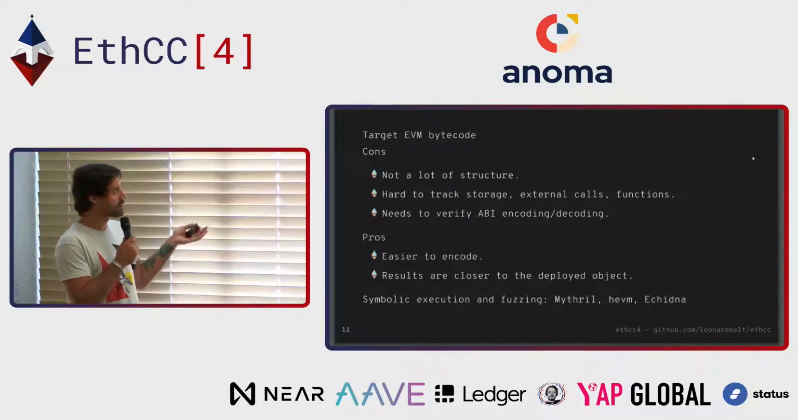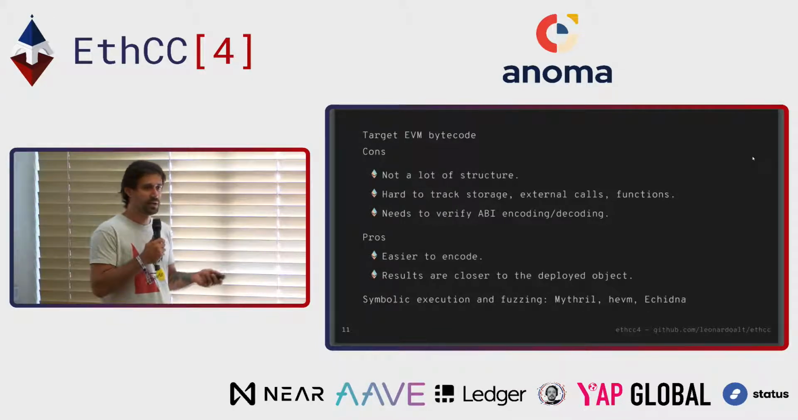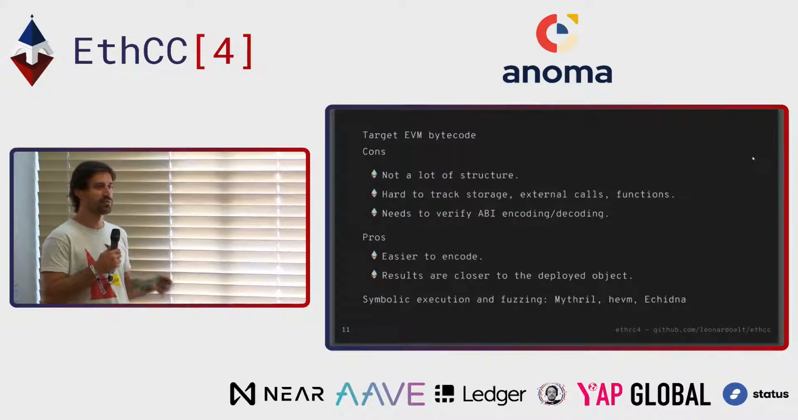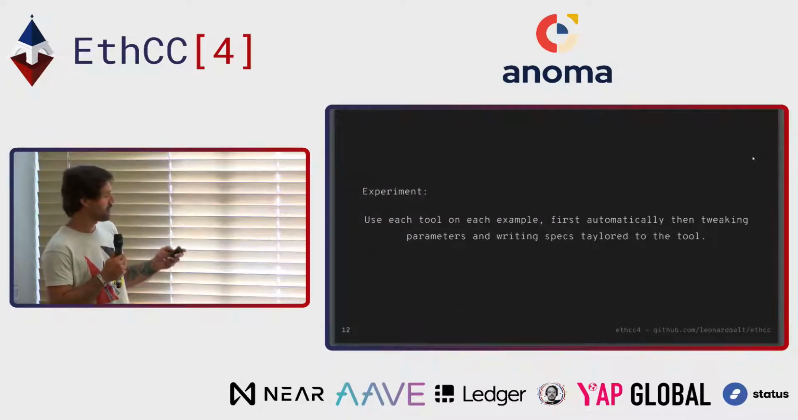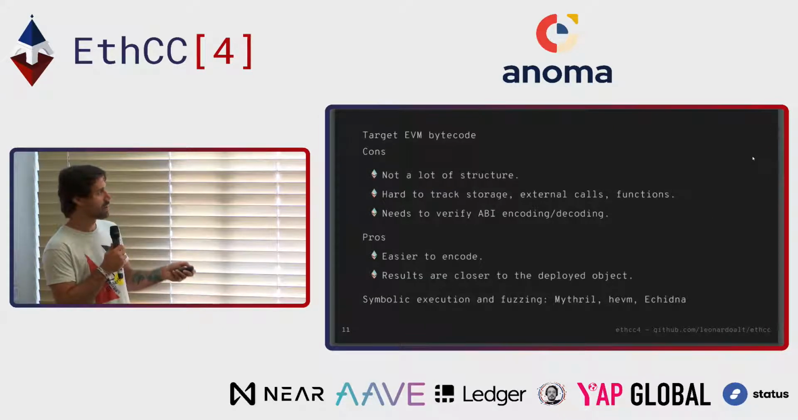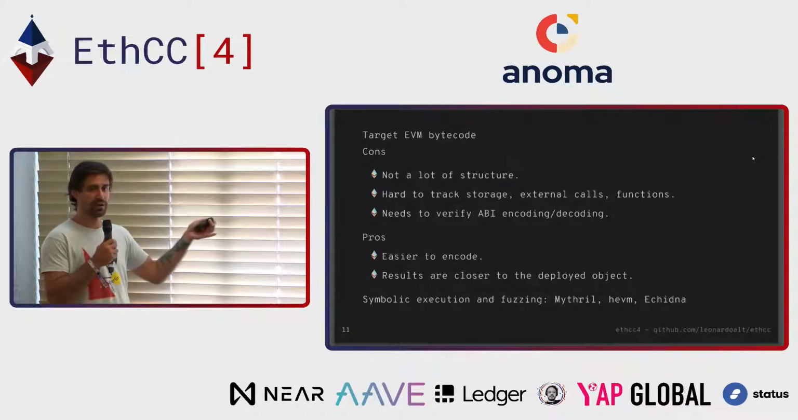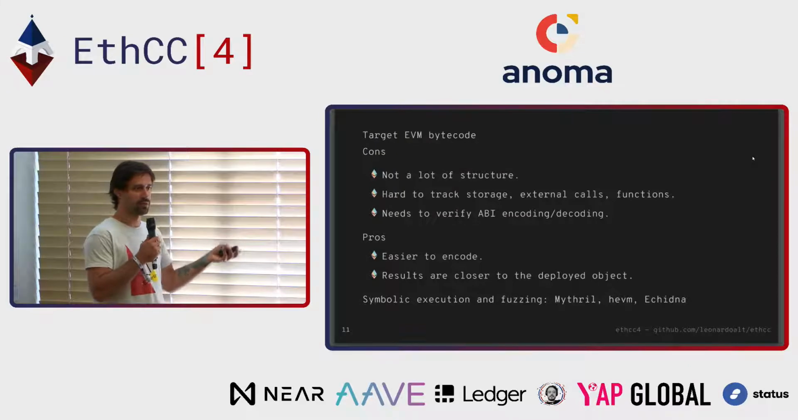Some of the problems here are basically the opposite of the other approach. There's not a lot of structure. So a state variable that just looks like x, and the other one it's a number, here it's going to be a slot in the entire storage. So it's much harder to track storage, external calls, functions, and all this kind of stuff. Another thing that gets a lot more complicated here is that the ABI encoding and decoding code is all in the bytecode as well. Whereas in the Solidity code, you don't have that code.